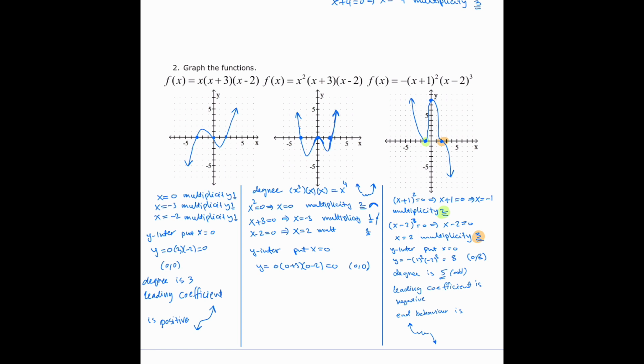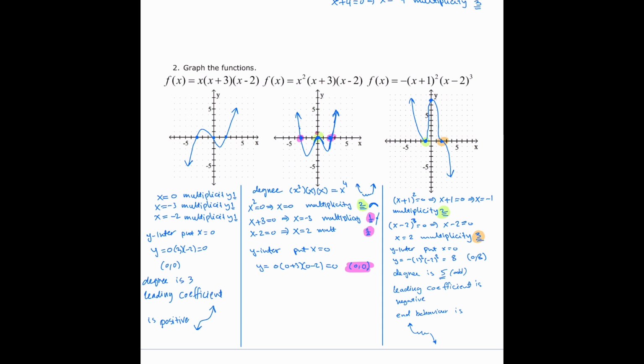So paying attention to the multiplicities. Now, let me just color code. So that is multiplicity 2, and multiplicity 1. Multiplicity 1 is cutting through. And then the y-intercept is the same as the first 0, x is equal to 0, and y is equal to 0. So this is how we're going to graph these types of questions.